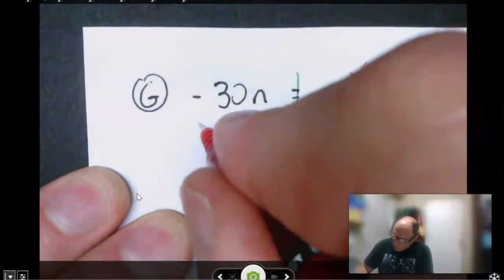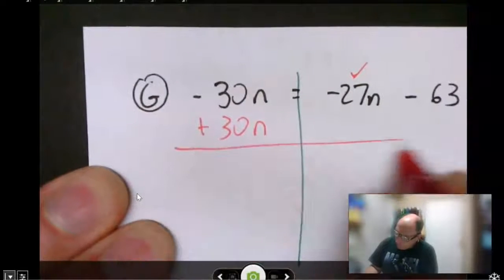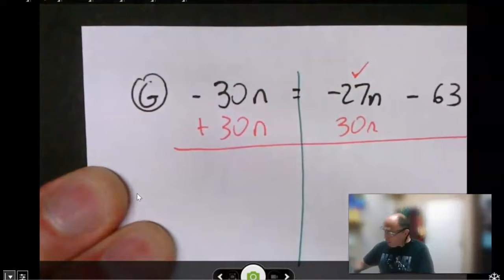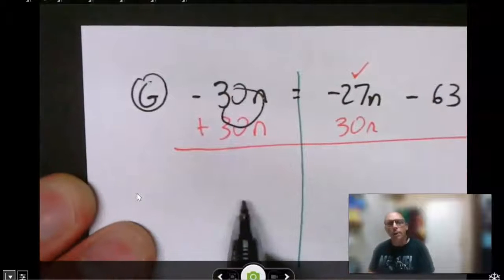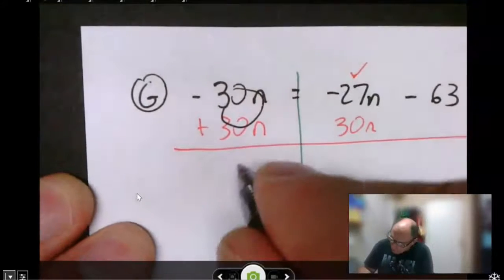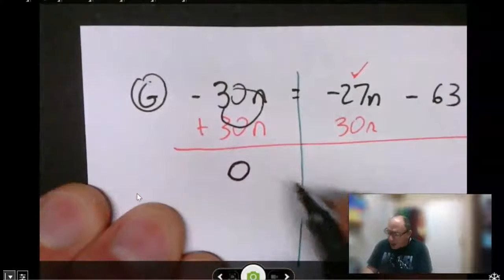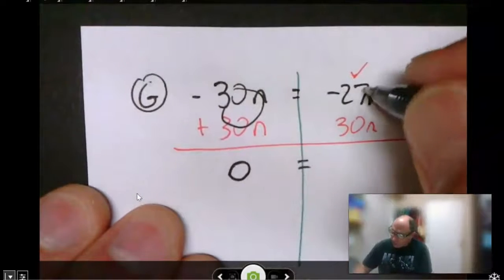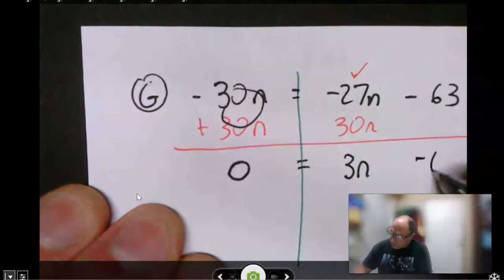An odd thing happens here. This disappears, and we have to do it to both sides. And we will end up getting 0 here. Now, I can't leave this with nothing on this side because there is something, and this is where the 0 is no longer invisible. Since there's nothing else there, I have to show the 0. And so I got 0 equals 3n minus 63.